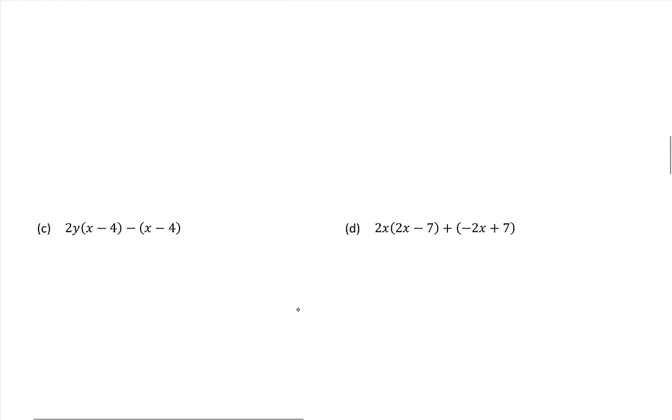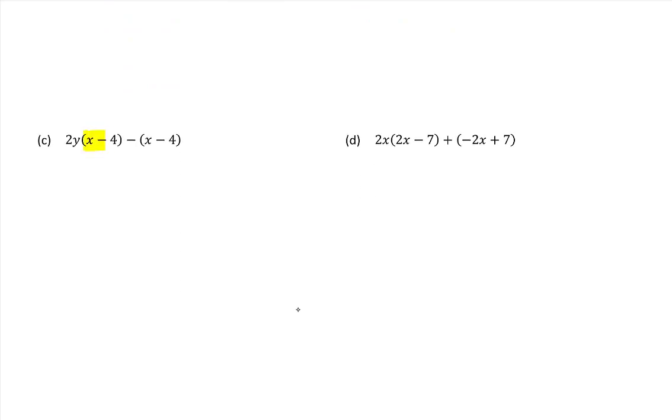Let's try it again. So we see that we have 2y times x minus 4, and this time we have negative 1 times x minus 4. So if we take out our common factor of x minus 4, we're left with 2y minus 1, and we're done. Gone and gone, 2y and minus 1.